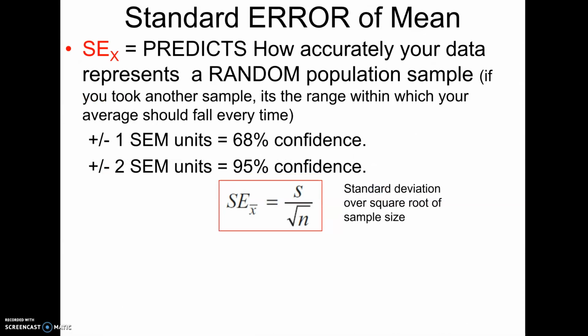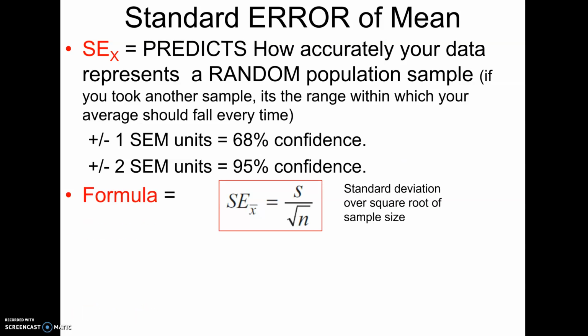So here's your formula. It predicts the accuracy of your data, the chances that your data represents a random sample. It gives you a predictability that if you repeated the experiment, what are the chances you'd get the same answer again? So just like standard deviation, if you graph with plus or minus 1 standard error of the mean, it represents a 68% confidence level. So you're 68% sure your real average should be within those bars. 2 standard errors of the mean, 95% confidence that your data should be within those bars.